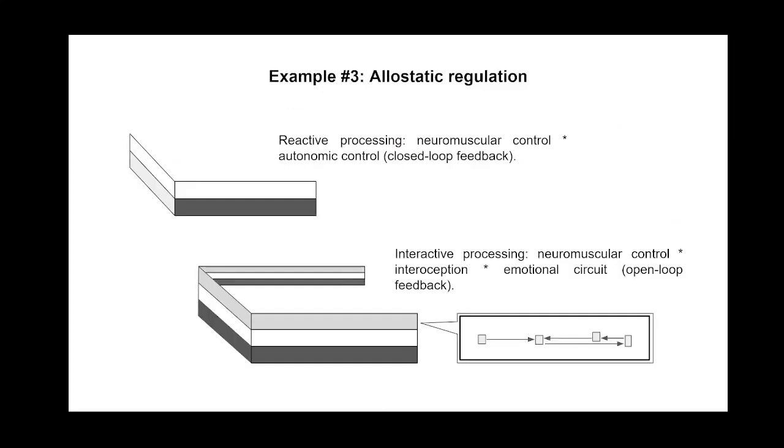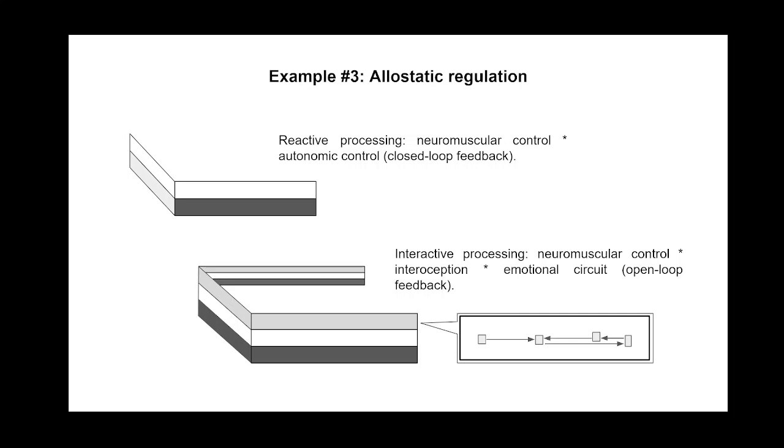The third example is allostatic regulation. We have two different examples here. In this model, which doesn't have a top layer, you observe reactive processing even as it folds. This is neuromuscular control and autonomic control or closed loop feedback. When you add in this third layer of allostatic regulation, you get interactive processing. This could be neuromuscular control, interoception, and an emotional circuit. This encourages open loop feedback and a different type of behavior in the model. Of course, this continued folding isn't necessarily related to this, but it enables a better embodiment of the model.